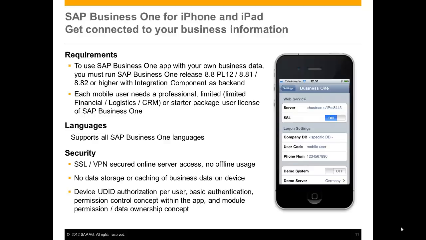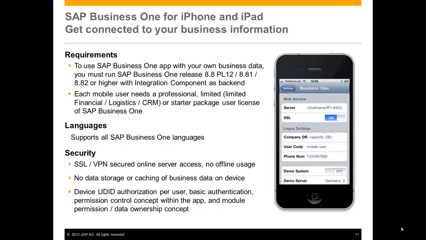All Business One languages are supported, and from a security perspective, we offer you the ability to secure your communication between your mobile device and your Business One backend via either SSL or using a virtual private network. Now, if the device gets lost or misplaced, there is no data storage or caching of business data on the device. So at all times, your business data is secure. And to add an additional layer of control, we require you to record the user's device identification code inside SAP Business One, which makes sure that only the user of that device can access the Business One data.